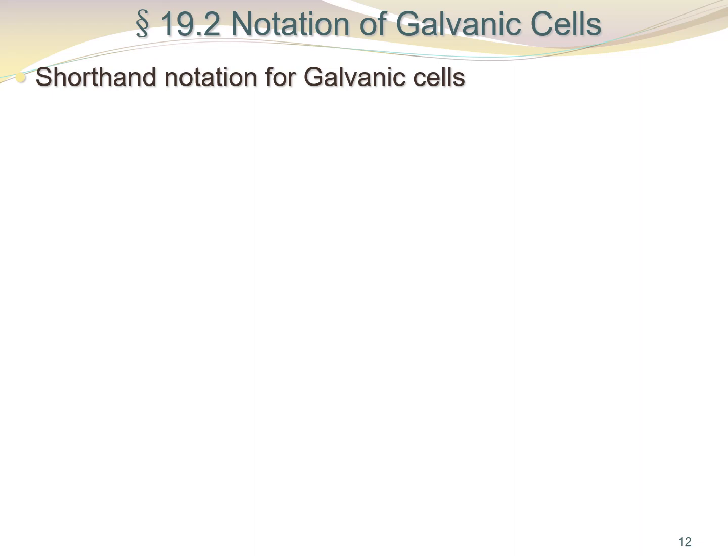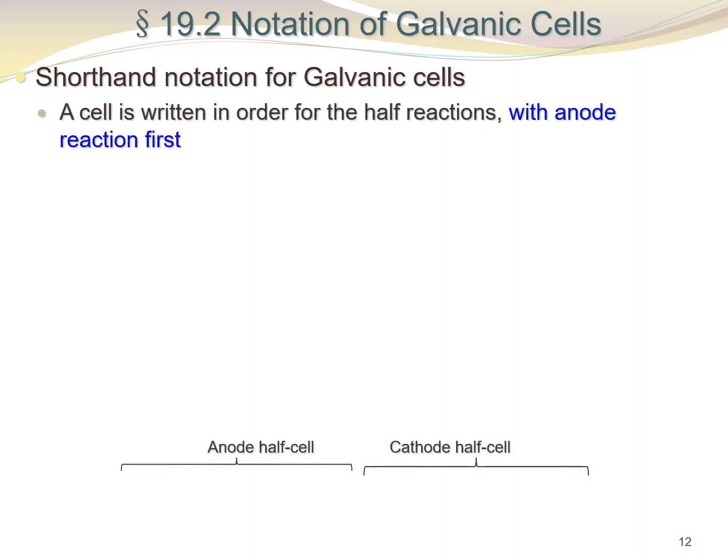One way to talk about galvanic cells without drawing too much of a picture is to use a shorthand notation. This is a shorthand notation that we can use to define a cell, and we also can address a lot of detailed information. In order to make up a cell, use this notation. The cell must be written in order of half reactions with the anode reaction first, which means we can divide this notation in two parts.